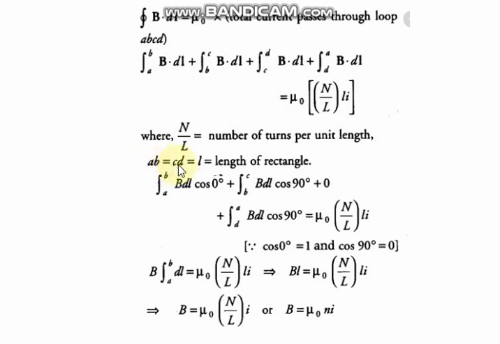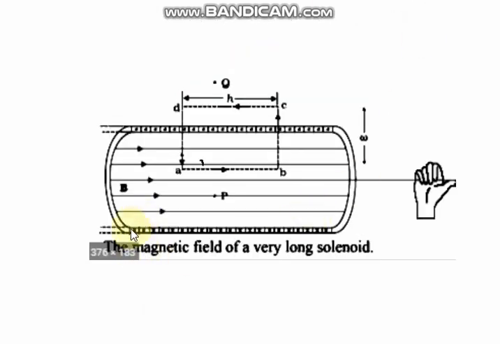Now here we have AB equal to CD equal to L, the length of the rectangle, but there we had H, so let us denote this length by H. In the diagram we represented it by H. So this first term is referring to the line integral of B along the segment AB. Just to recall, this was your line segment AB having the length H.